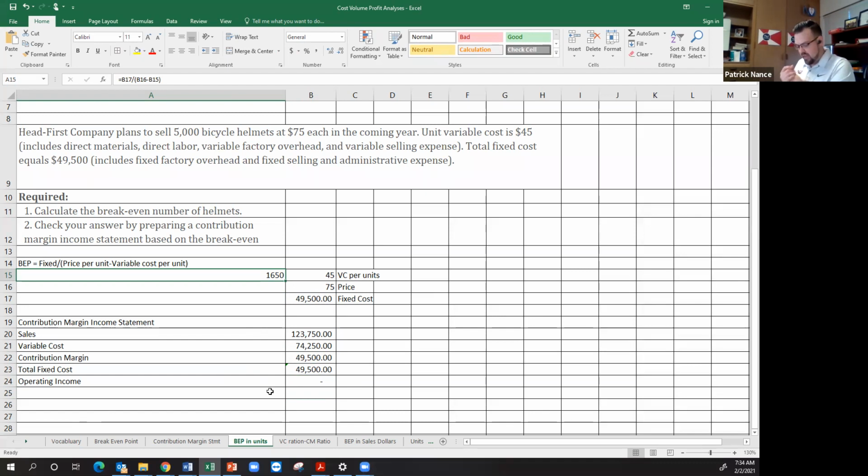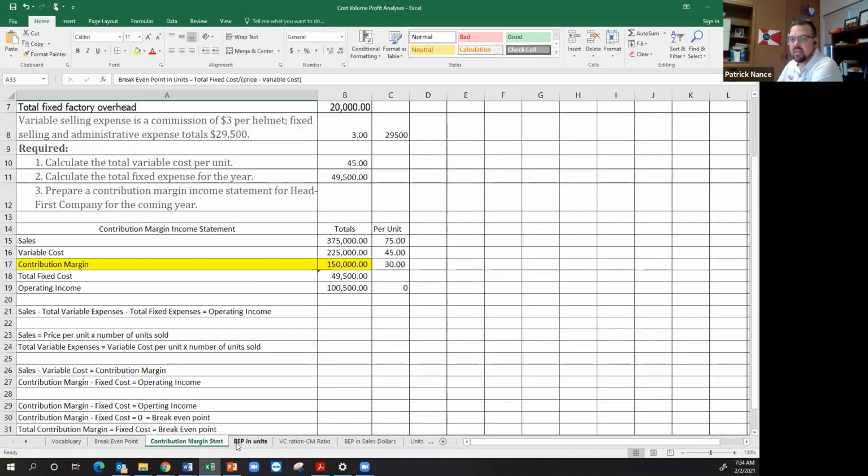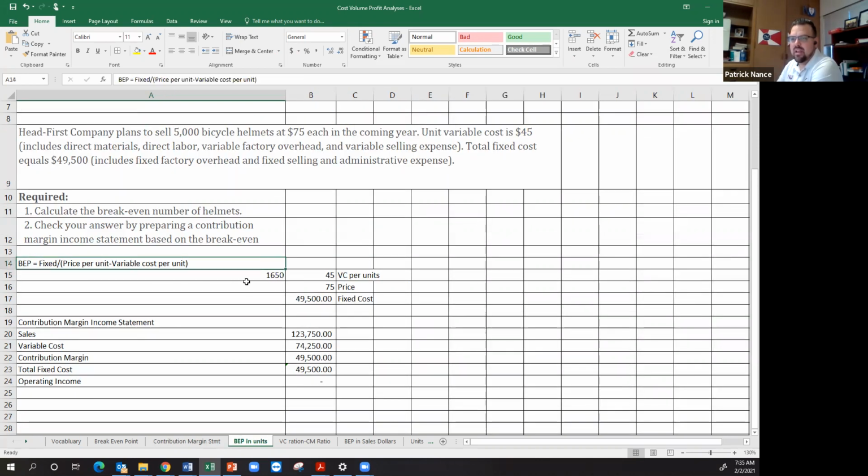Now, the next part talks about finding break-even point in sales dollars. There's more than one way to do this. I'm going to show you how to do it in this example for now, because it's a simpler method. The easiest method is to do the exact same formula as break-even point in units, and then take your units times the sales price. All I had to do was take my fixed cost divided by my price per unit minus variable cost per unit, and I found the break-even point in units was 1,650.